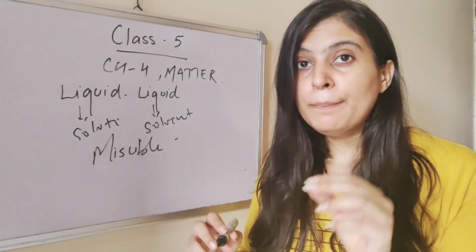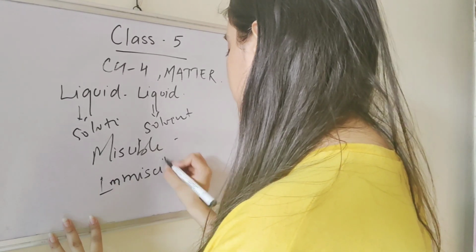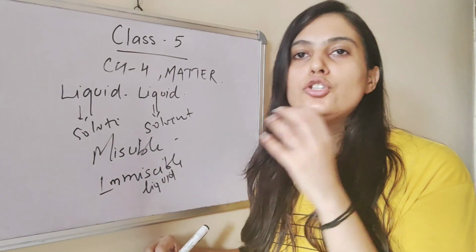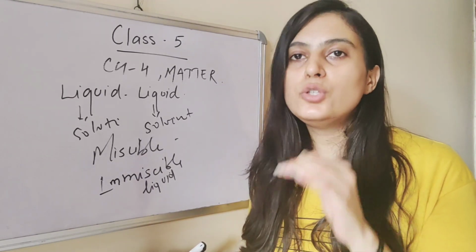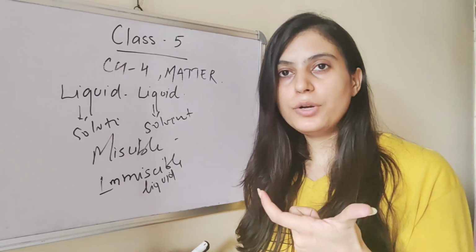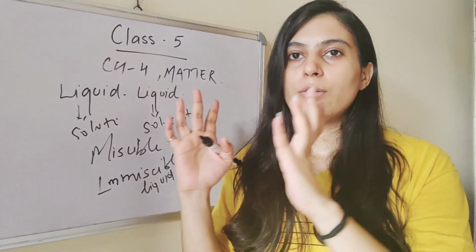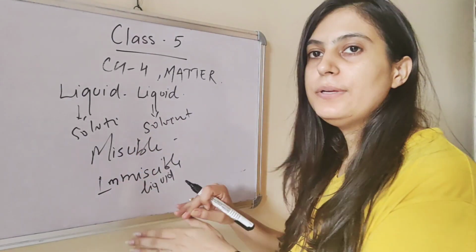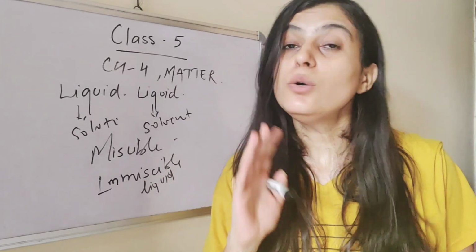Next one is immiscible liquids. In this, the solute does not completely dissolve in the solvent. For example, oil and water, or petroleum and water, in which we can actually separate oil and water. You can separate the oil from the water. Those solutions are called immiscible liquids. Immiscible liquids do not form a solution with the water.